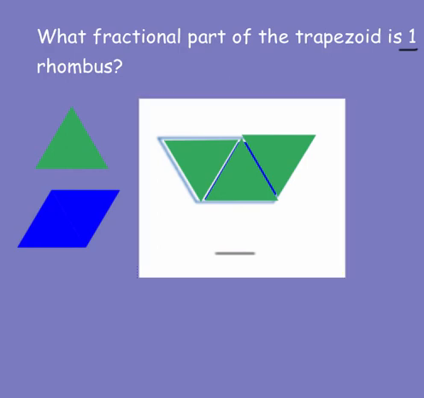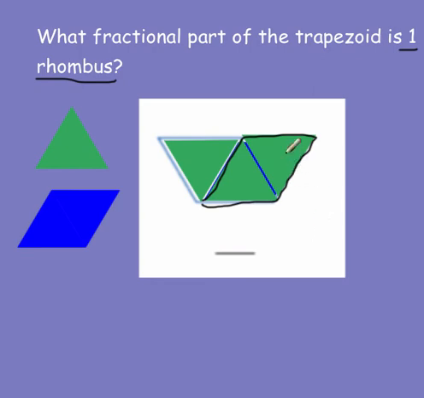So we're going to go back to the question, and it asked about one rhombus. I'm going to remind you that the rhombus is underneath, so I'm going to trace around the outside edges of it. But there you go. Now you can see where the rhombus was, and I want to know what fractional part of the trapezoid is that rhombus.